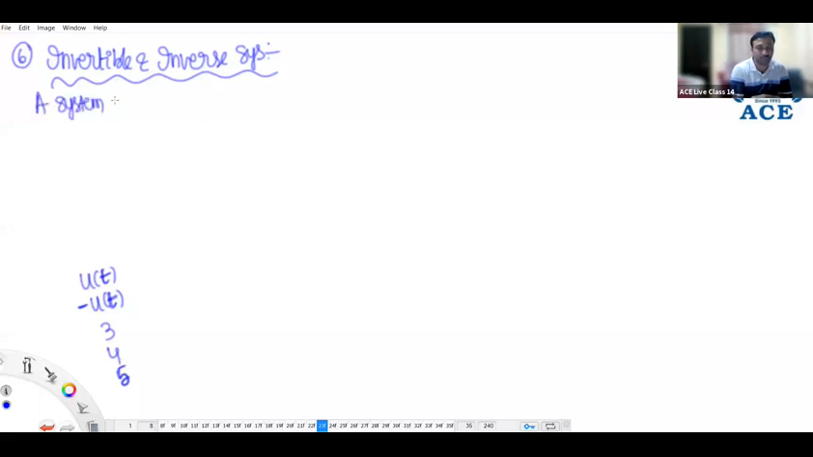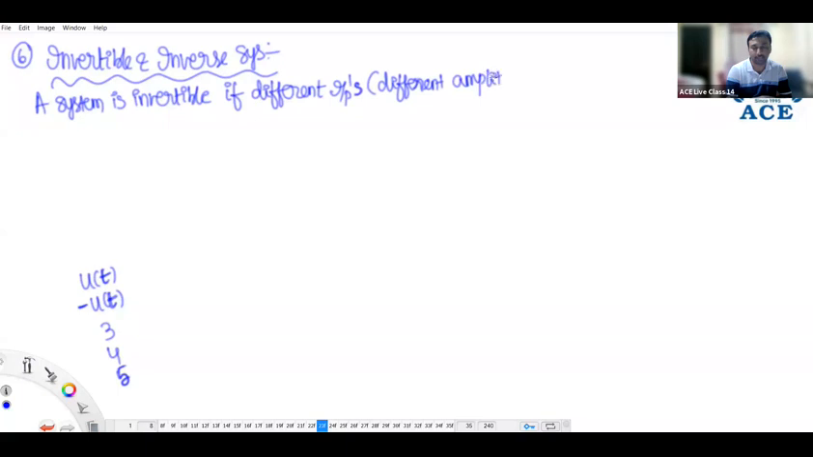A system is invertible if different inputs, in the sense having different amplitudes, lead to different outputs.